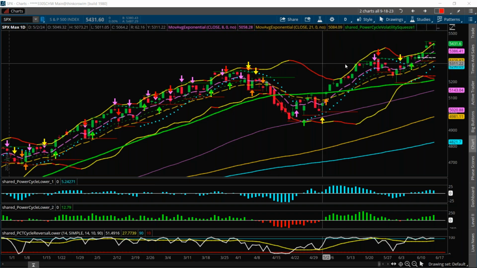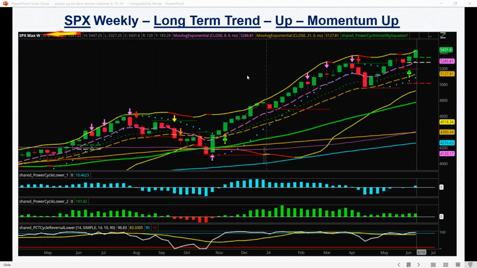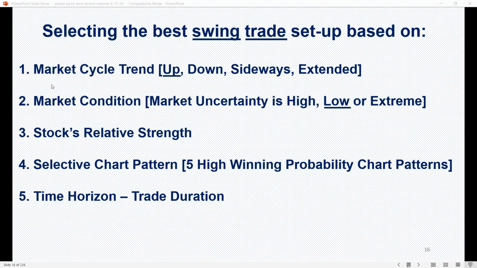So that's all we're doing: we're trading the cycles. That's the primary thing I like to look at, the cycles, and trade those cycles. All right, so that's an overview. Now it comes down to selecting the best swing trade setup.